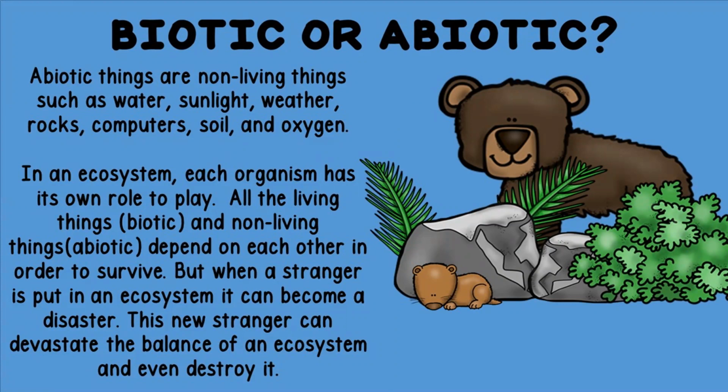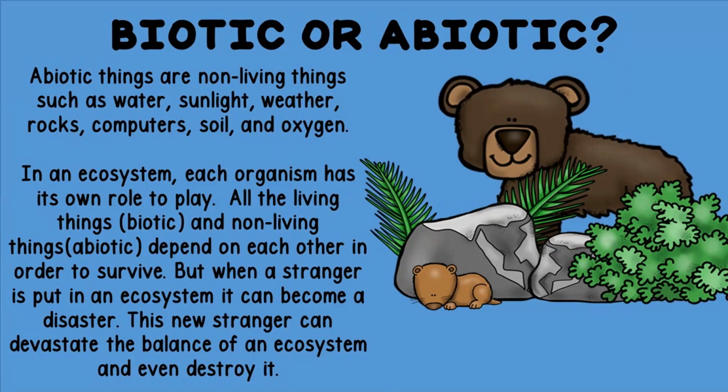So abiotic is all the things that are not living inside of an ecosystem. In an ecosystem, each organism has its own role to play, right? Each thing, whether it's biotic or abiotic, affects everything around it. All of the living things or biotic things and all of the non-living things or abiotic depend on each other in order to survive. But when a stranger is put into an ecosystem, it can be a disaster. This new stranger can devastate the balance of the ecosystem and even destroy it.